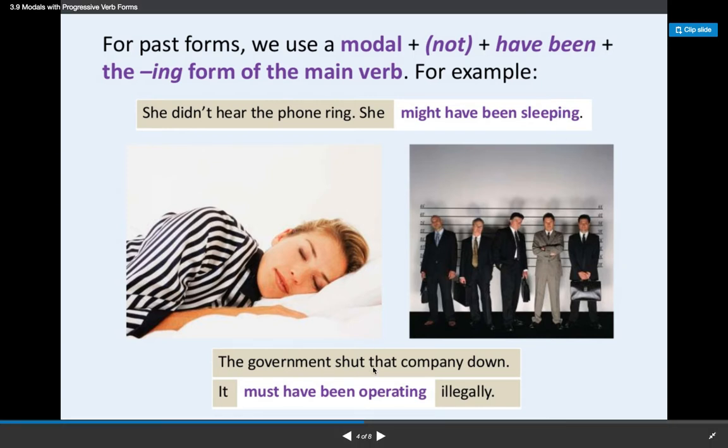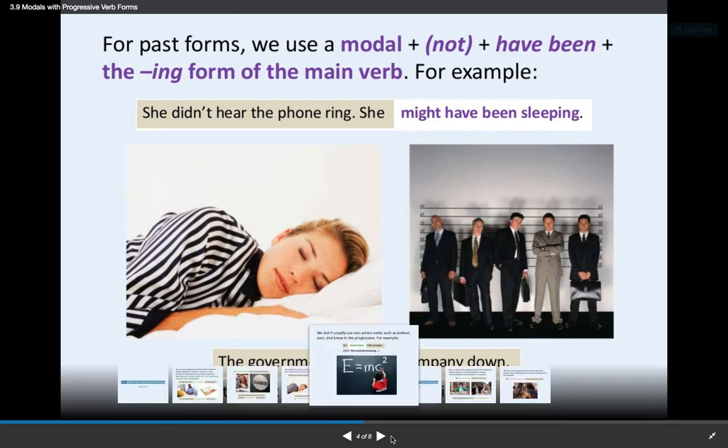The government shut that company down. It must have been operating illegally. Means I'm sure it was operating illegally if the government shut the company down.